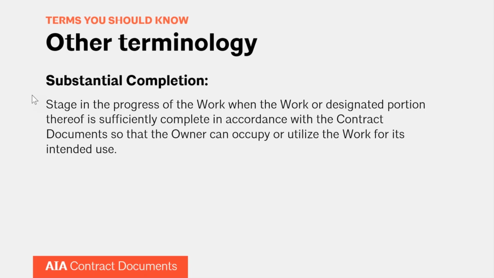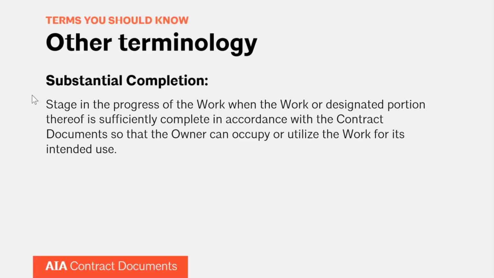In the AIA contract documents, substantial completion is defined by the stage of progress in the work when the work or a designated portion, so it can be done by portion. For example, if you're building something huge like a hospital, you're going to have different portions of the work that you will certify substantial completion on as you go along. It doesn't have to be the entire scope of the work at once, but it's going to say that it is sufficiently complete in accordance with the contract documents, keeping in mind all of the contract documents that we saw earlier, and that it can be occupied or used for its intended use. So when an architect is certifying substantial completion, that is what they are certifying.